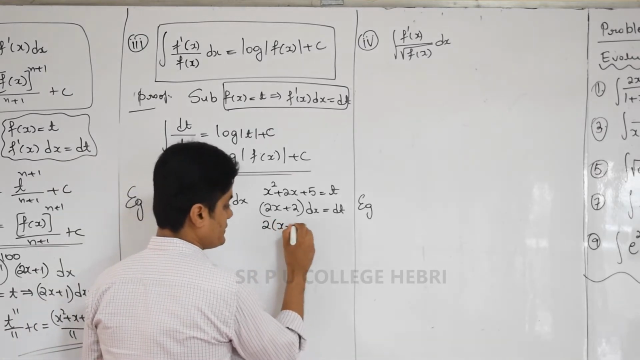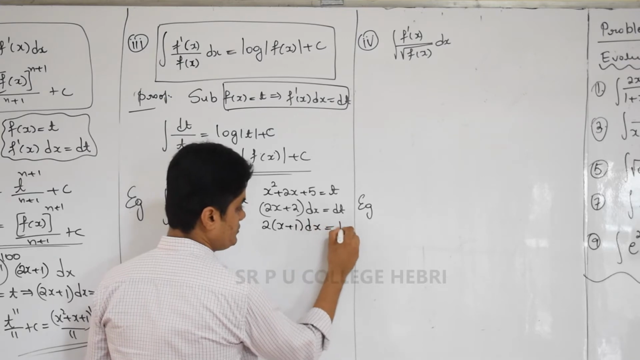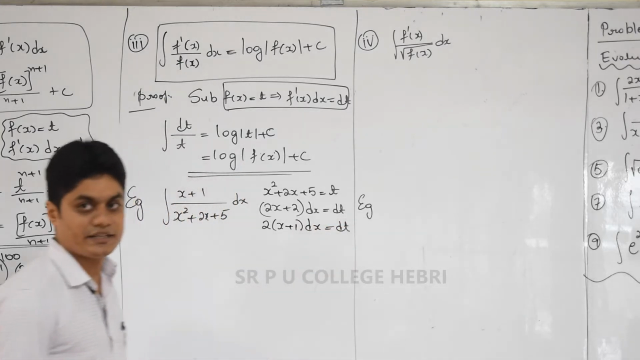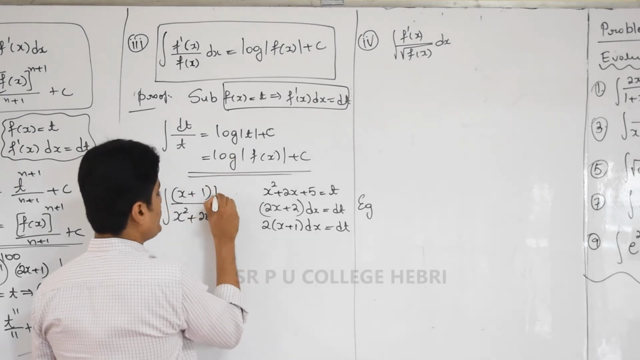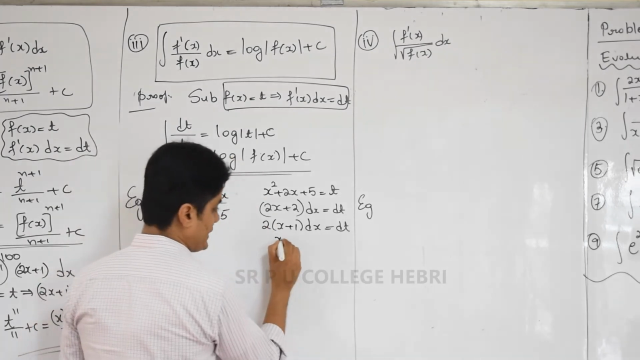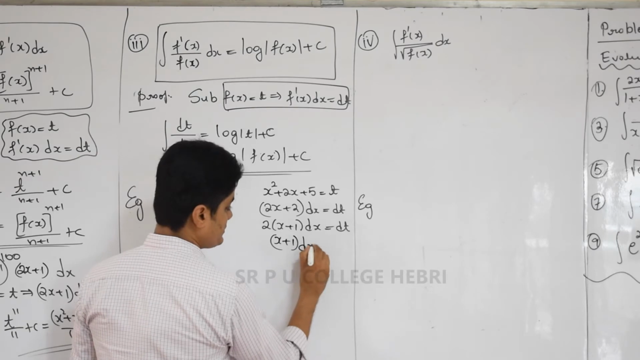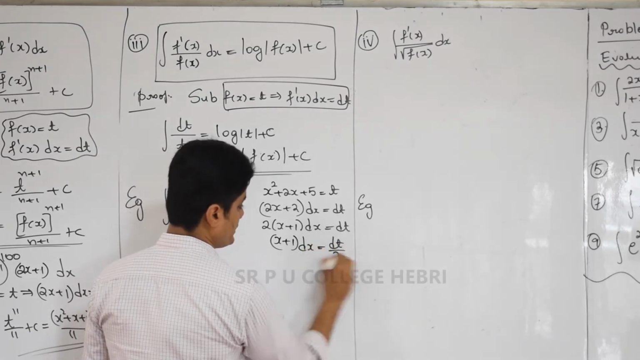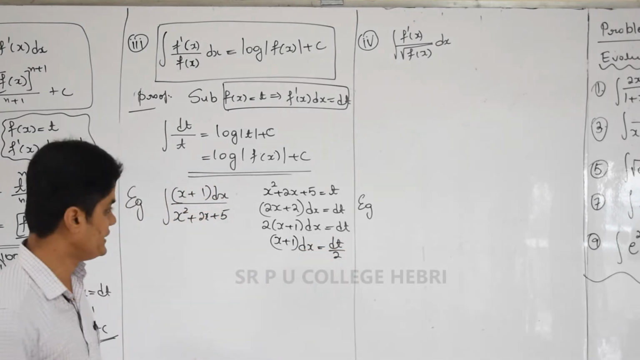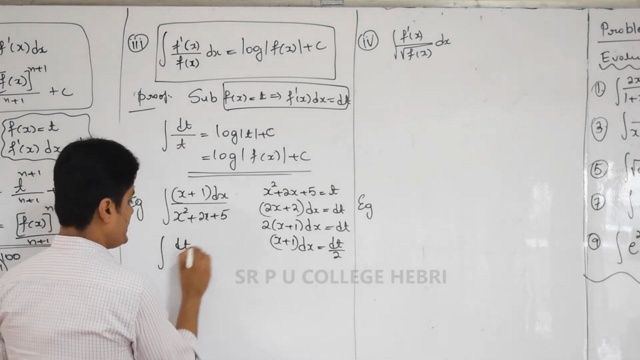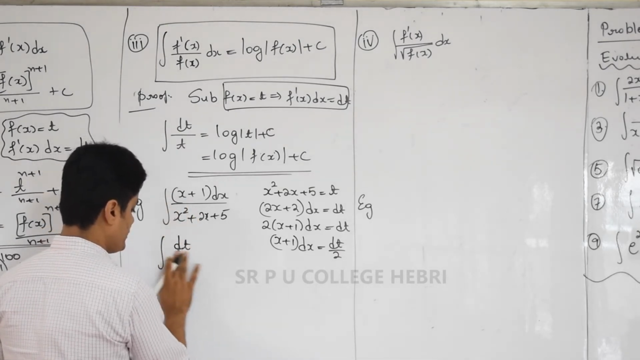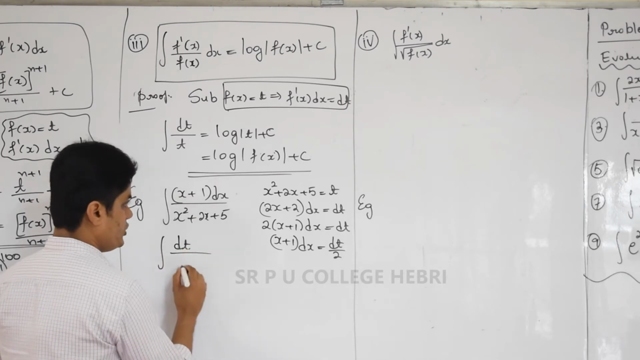How to bring that x plus 1? Take 2 outside, correct? So take 2 outside, you will get the numerator. But we want only x plus 1 into dx, so we don't want 2. So x plus 1 into dx is equal to dt by 2. Understood? Very good. So now substitute this in numerator. Numerator is dt. Any confusion? No. Denominator is t.